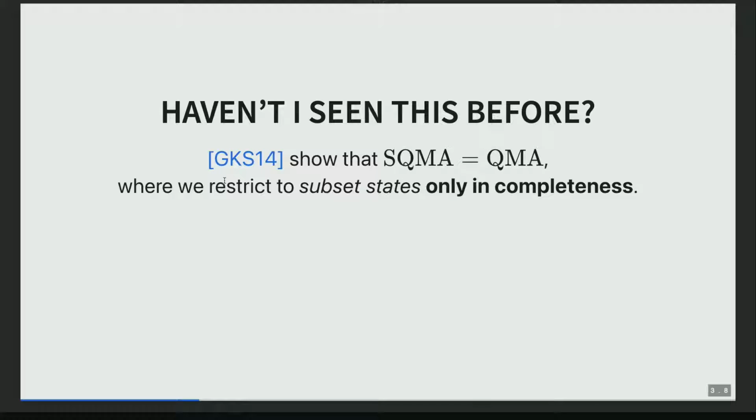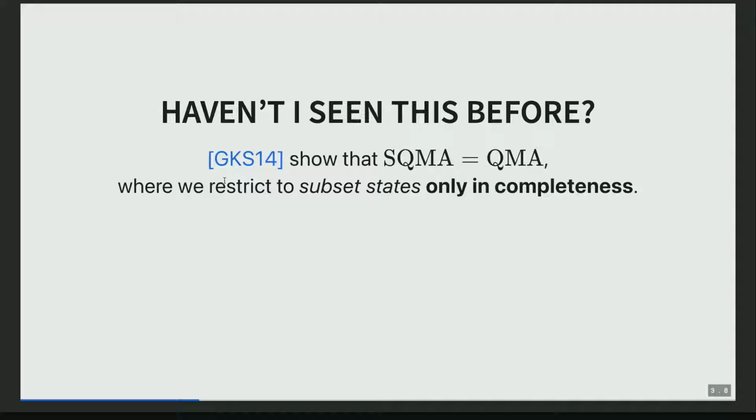So you might say, okay, maybe I've seen a class like this before. There's a paper that studies SQMA, QMA with subset states. A subset state is a state that's uniform over some subset of the computational basis states. And you could say, oh, there's this SQMA, where the quantum proof has to be a subset state. But actually, this restriction is only in the completeness. It's only in the yes case. And so it's kind of for this reason that SQMA is equal to QMA.